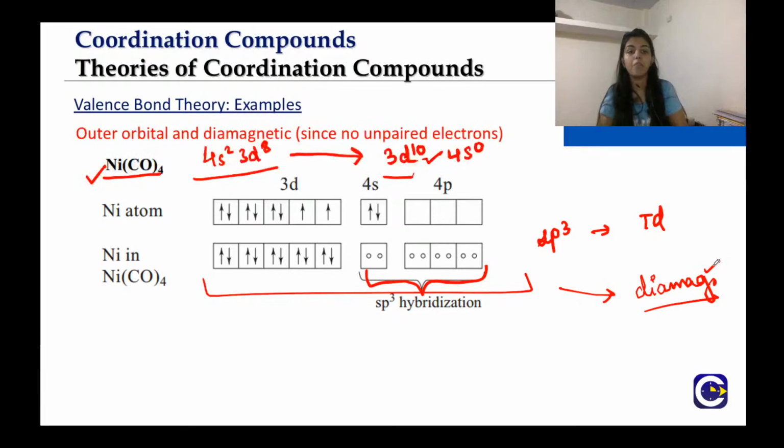This is a very important complex. Again, I am repeating that from 4s2 3d8, it becomes 3d10, 4s0. Now the 4s and the 3p will get hybridized to form sp3 hybridized orbitals, right? And the overlap with ligands will take place, in which the ligand will donate 2 electrons for bonding. Now, next.